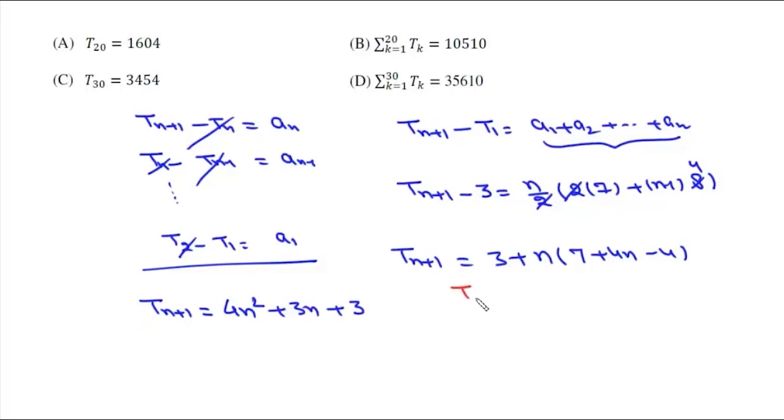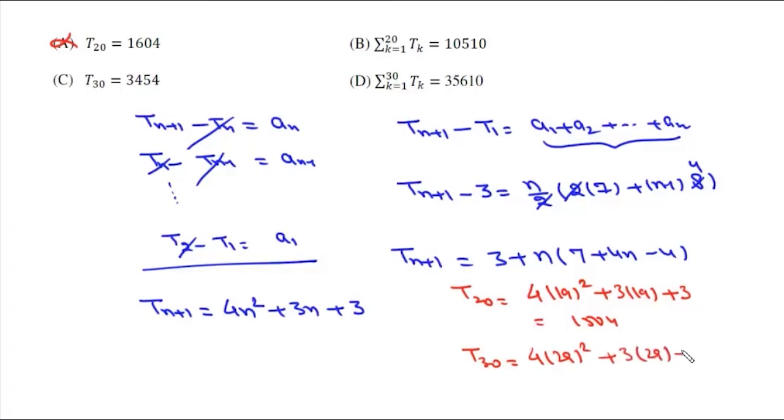Now if we put n as 19, we'll get 4 into 19 square plus 3 into 19 plus 3. Now this value is 1504. That means this option A is incorrect. And for T30, we'll put n as 29. So it'll be 4 into 29 square plus 3 into 29 plus 3. And this value is 3454. That means this option C is correct.